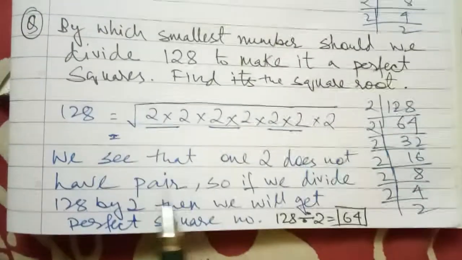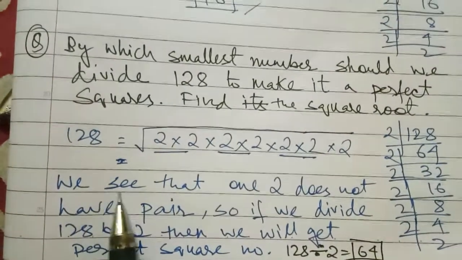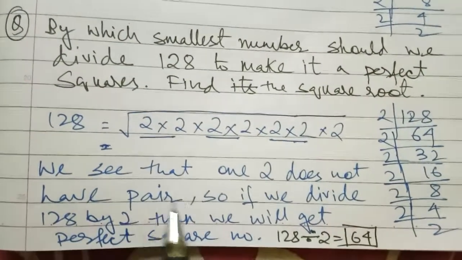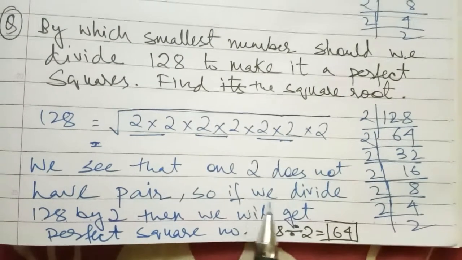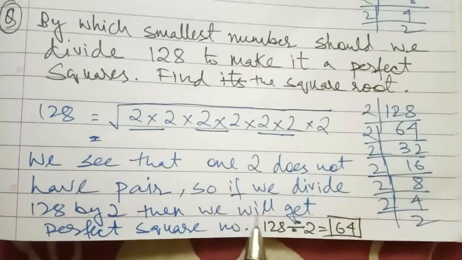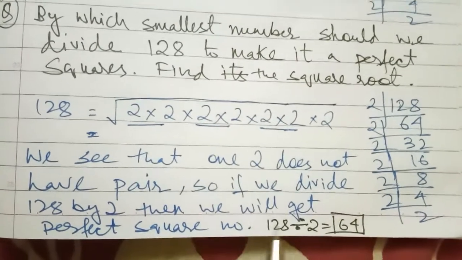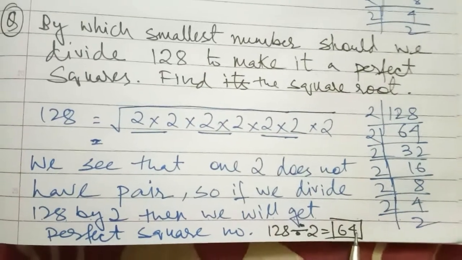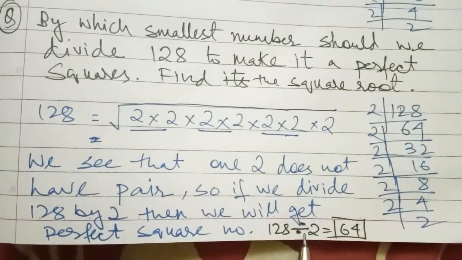Now see what I have written. We see that one 2 does not have a pair, so we divide 128 by 2, then we will get a perfect square number, that is 128 divided by 2, that is 64. Understood? That is, I have divided over here.